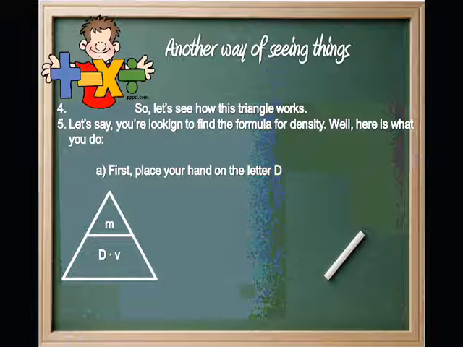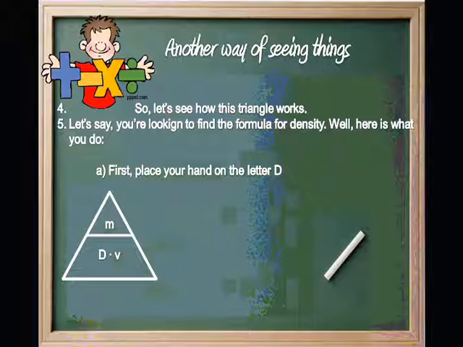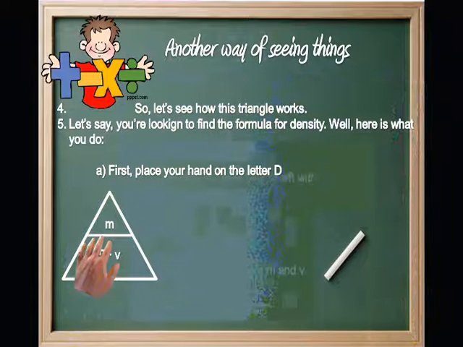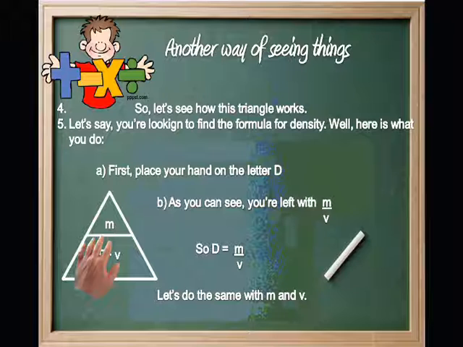So let's see how this triangle works. Let's say you're looking to find the formula for density. I know you already know that it's m over v, but let's try. Well, here's what you do. First, place your hand on the letter D. As you can see, the D is now hidden. What you're left with is m over v. So the formula for D is equal to m over v.